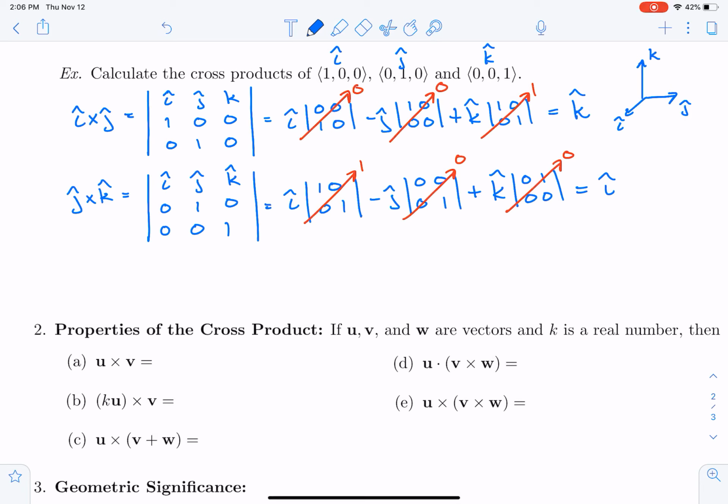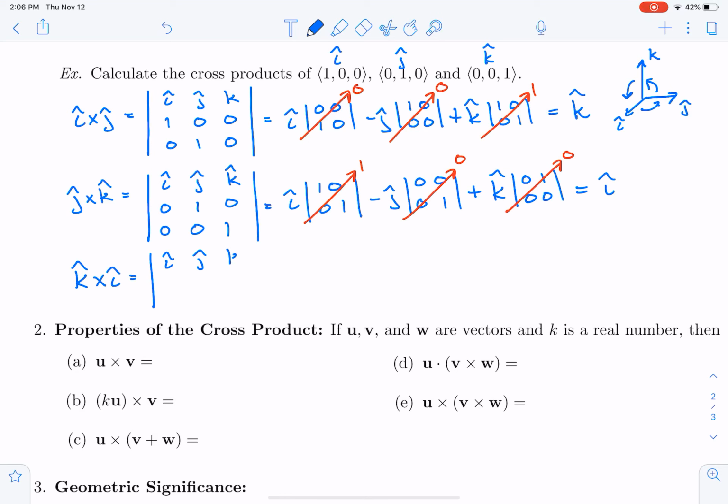So i cross j gives me k. So you do these two cross together, it gives you k. You do j and k cross together, that gives you i. Feels like that means that if I do k cross i, kind of moving around that three-dimensional coordinate system, I should get j. Let's make sure that's the case.